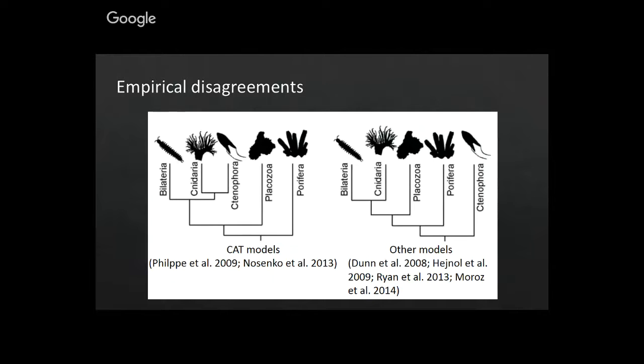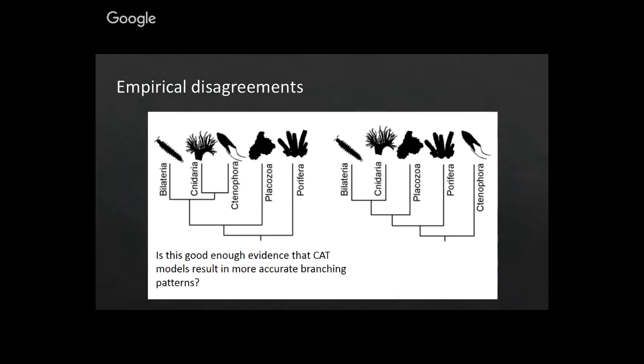And I think that this was taken broadly as evidence that the CAT models must be performing well because it matched preconceived notions about animal phylogeny, whereas other models, whether that be a single site-homogeneous amino acid model or partitioning, would result in ctenophores as the sister lineage to all other animals. And I guess, for me, it really came down to this question right here: is this good enough evidence that CAT models result in more accurate branching patterns?